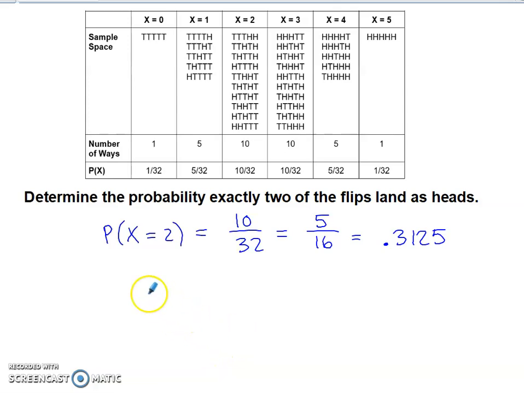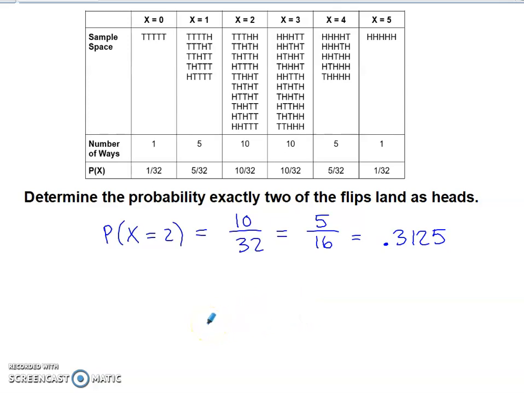Now, if we're asked a question like this, determine the probability exactly 2 of the flips land as heads, we've already put in all of the work. We've got 2 heads down this column, 10 out of the 32 different ways that this can arise give us 2 heads. So 10 out of 32, which reduces to 5 out of 16, which as a decimal would be 0.3125. So approximately 31% of the time, we're going to end up having 2 of our 5 flips end up being heads.